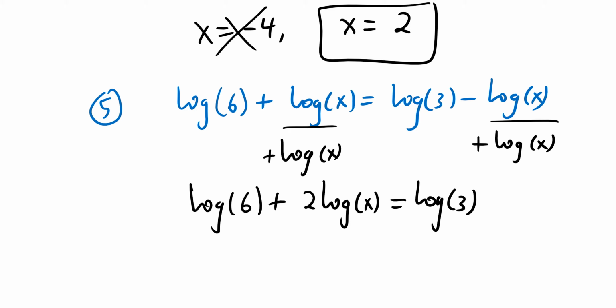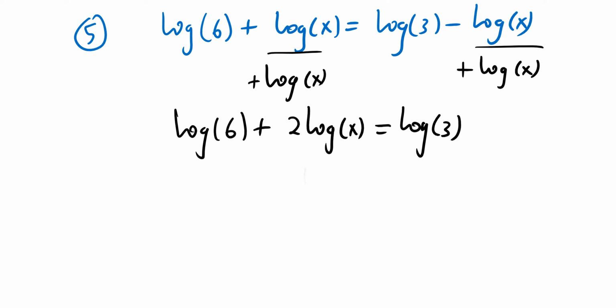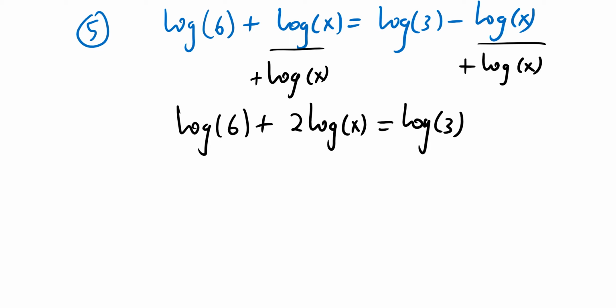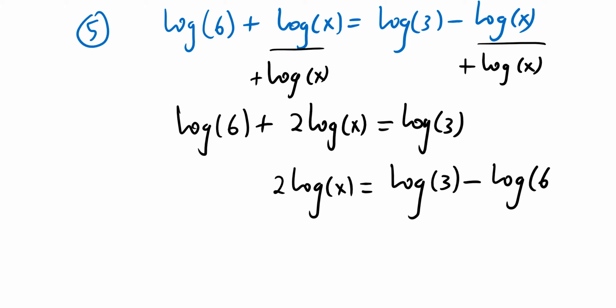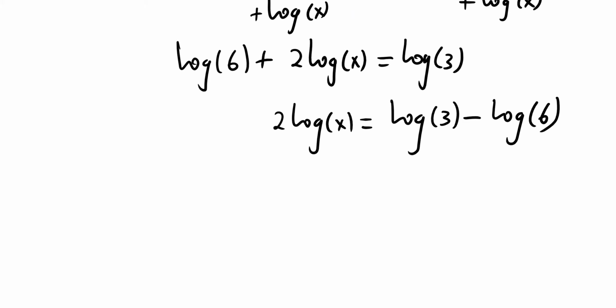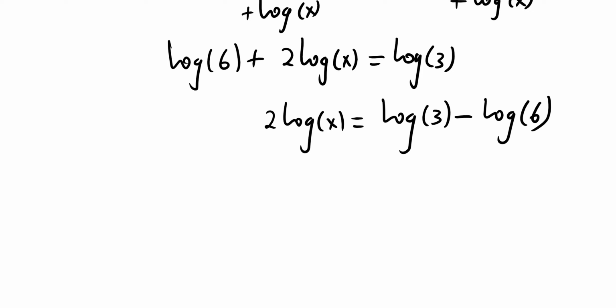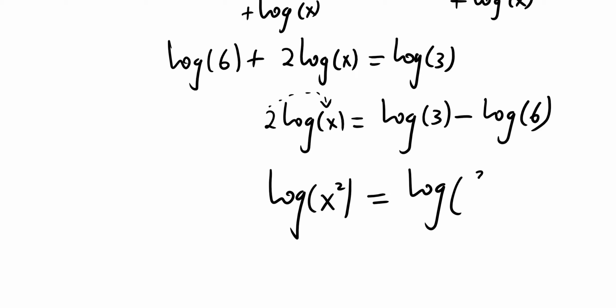Now I can't multiply the first 2 together. So what I'm going to do instead is move the log 6 to the other side by subtracting log 6. So that gives me log 3 minus log 6. What's next? On the left side, I can bring the 2 up here. So that gives me log x squared. Here I can divide 3 divided by 6, and 3 divided by 6 is 1/2.